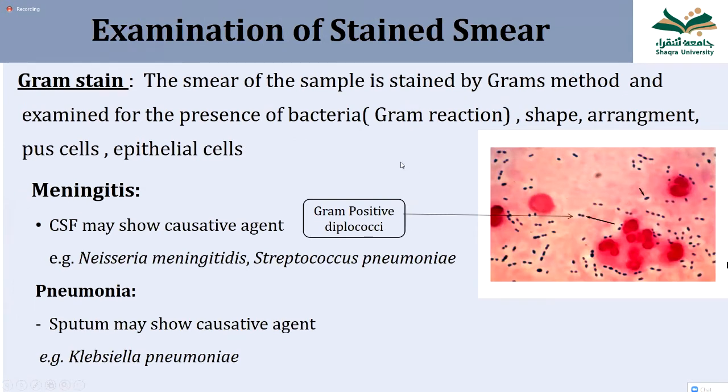Another way is that we can do the gram staining. And after gram staining, the bacteria may become either purple blue or may remain red in color. If the bacteria become purple blue, they are gram positive bacteria, and if they remain red in color, then these are gram negative bacteria. So here you see this bacteria. What is the color of the bacteria?